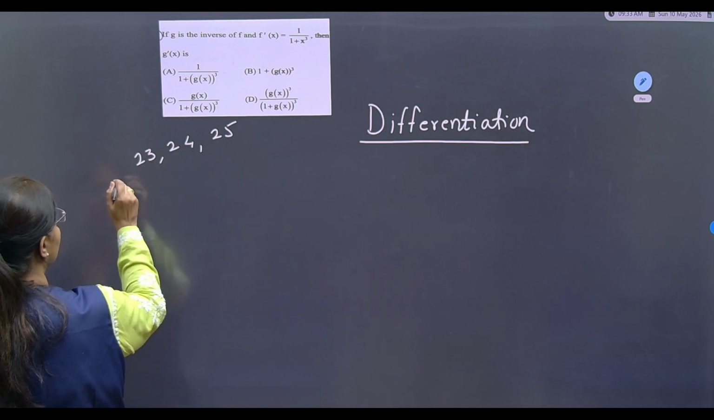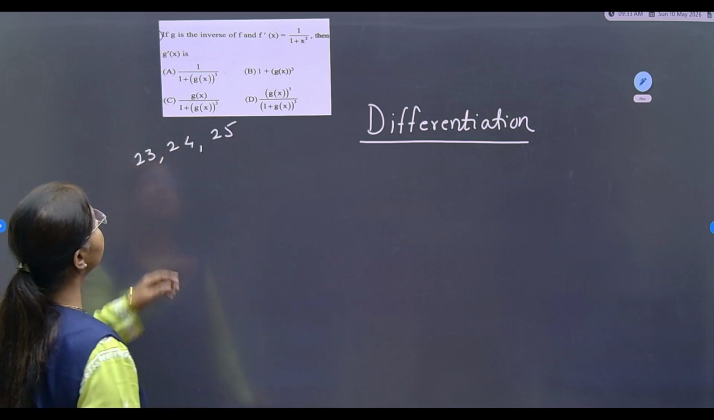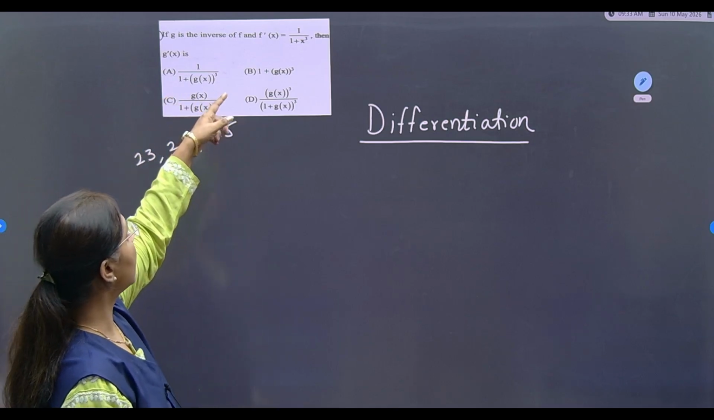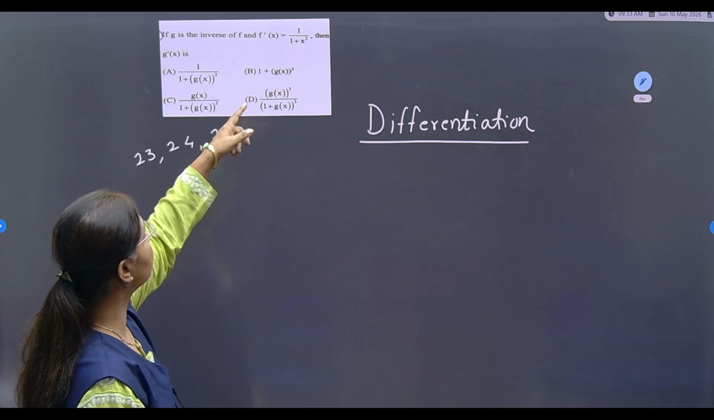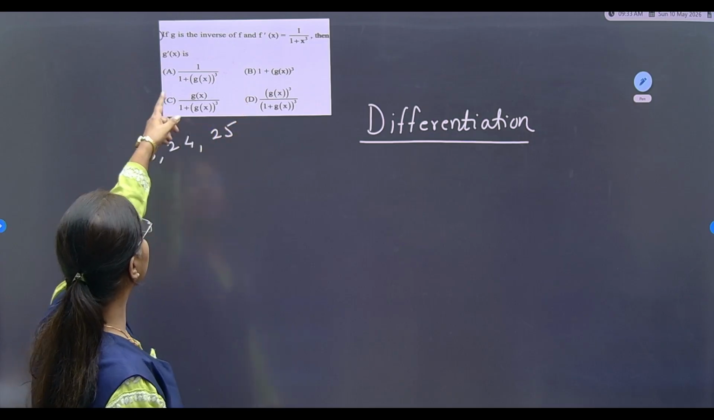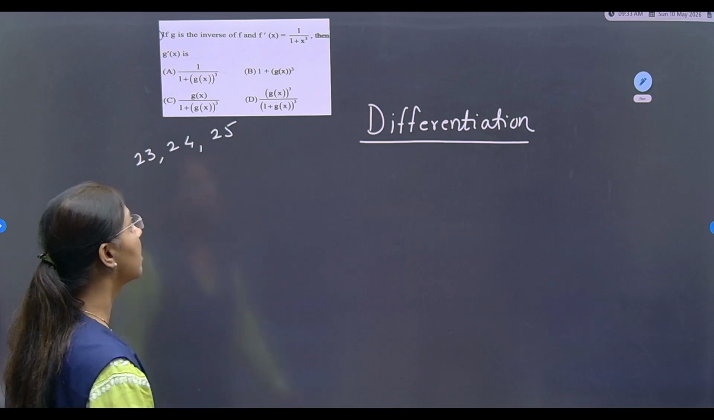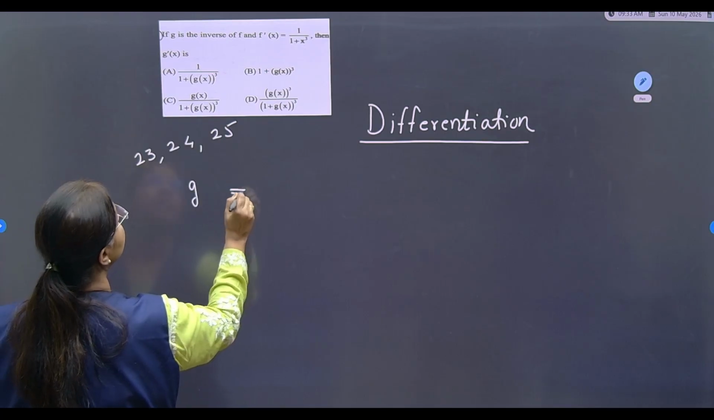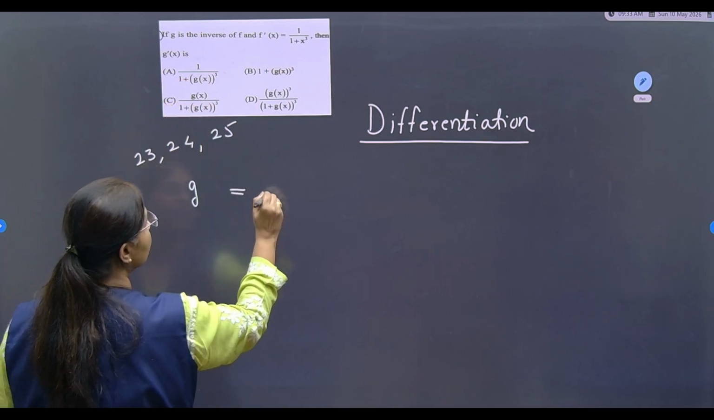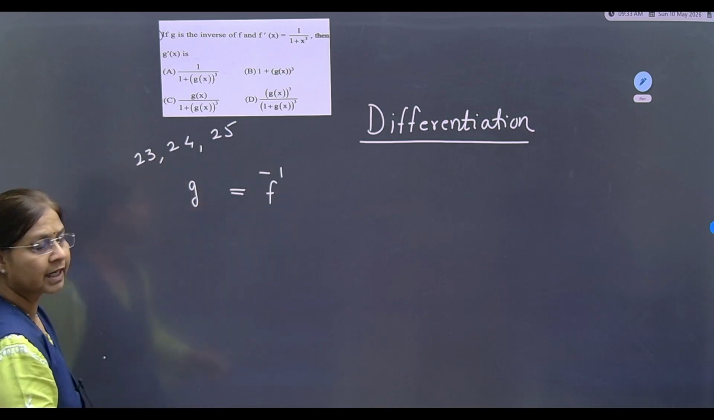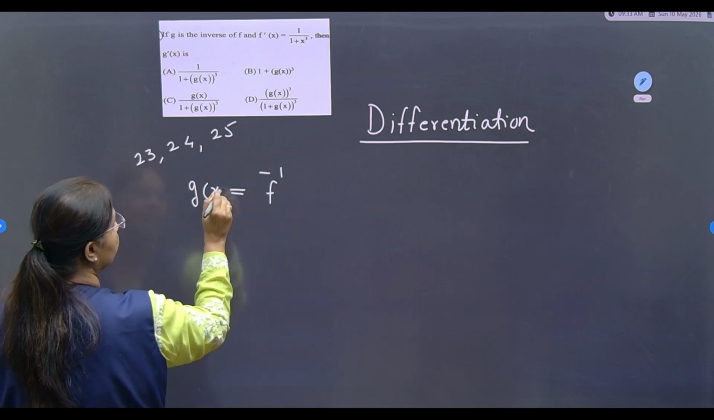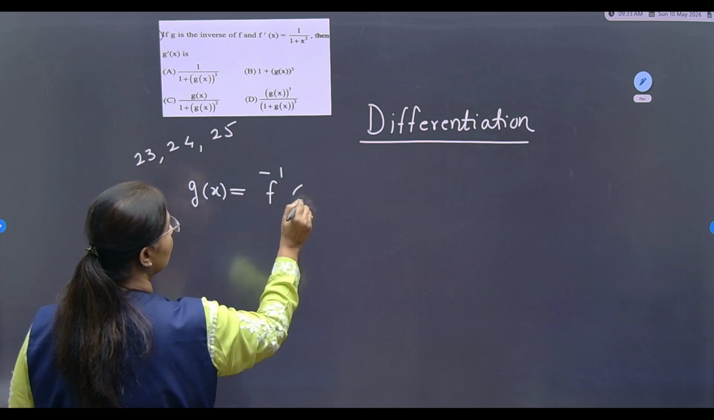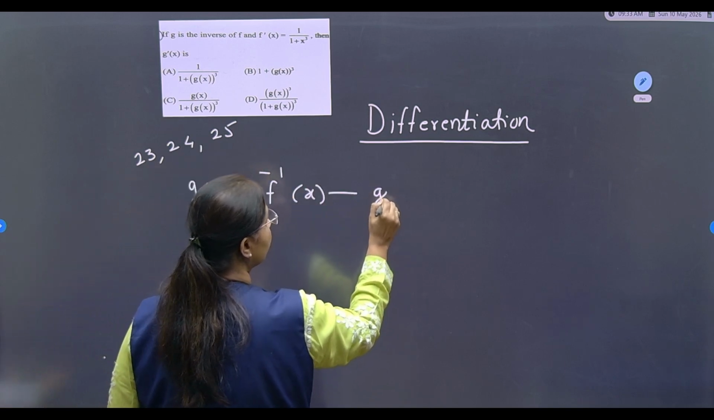Example number first, if g is the inverse of f and f dash of x is equal to 1 upon 1 plus x cube, then g dash of x is? First, here the given thing is g is the inverse of f. Let us consider variable x. Therefore, g of x is equal to f inverse of x. This is a given thing.